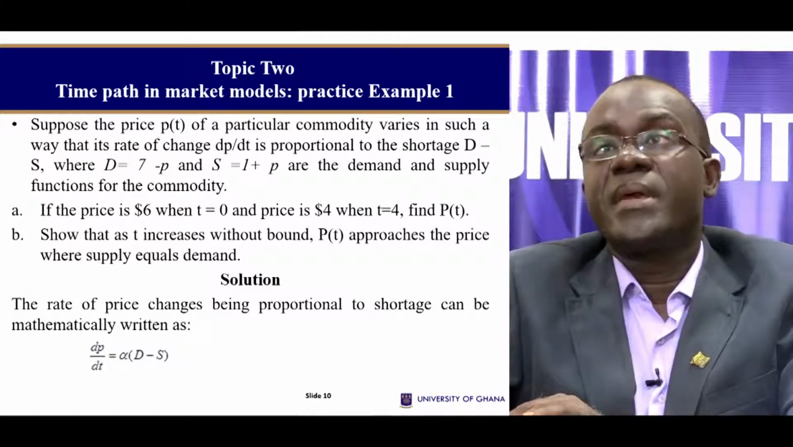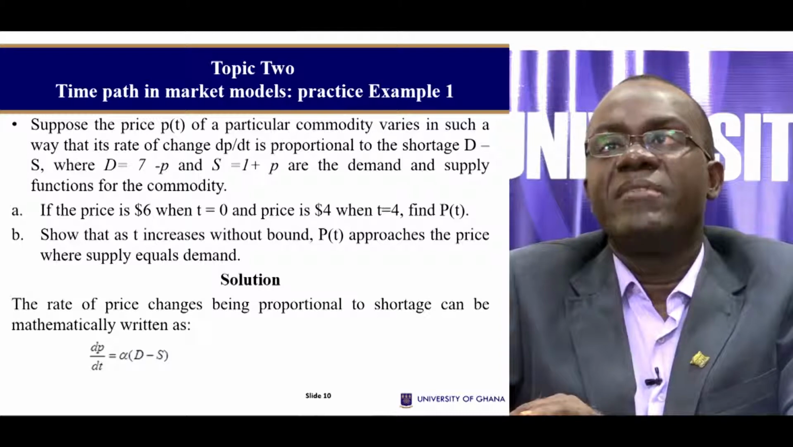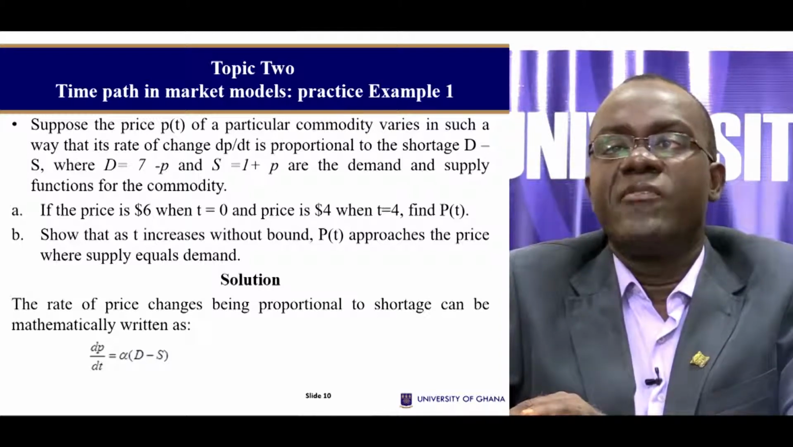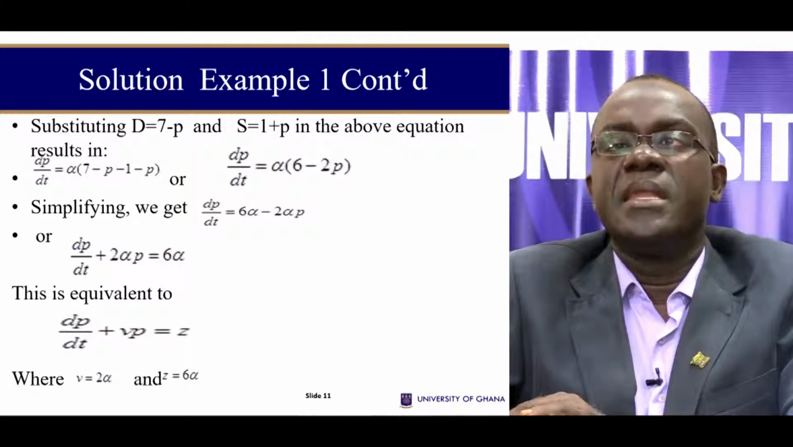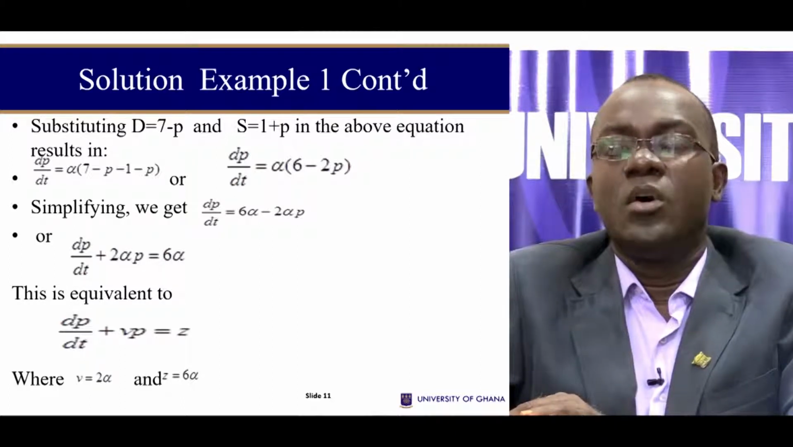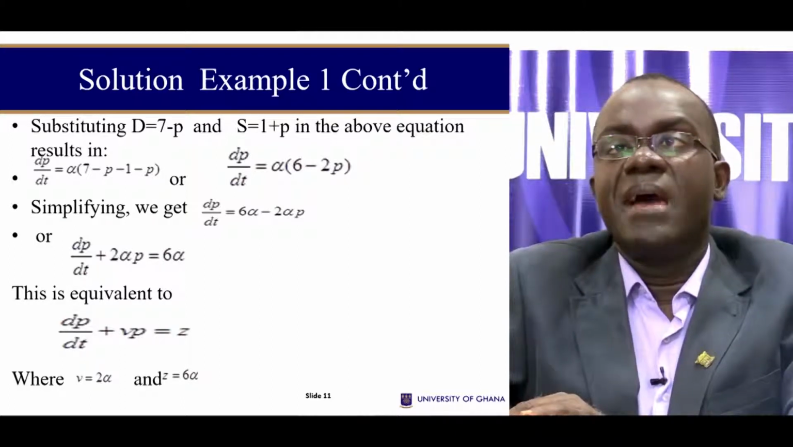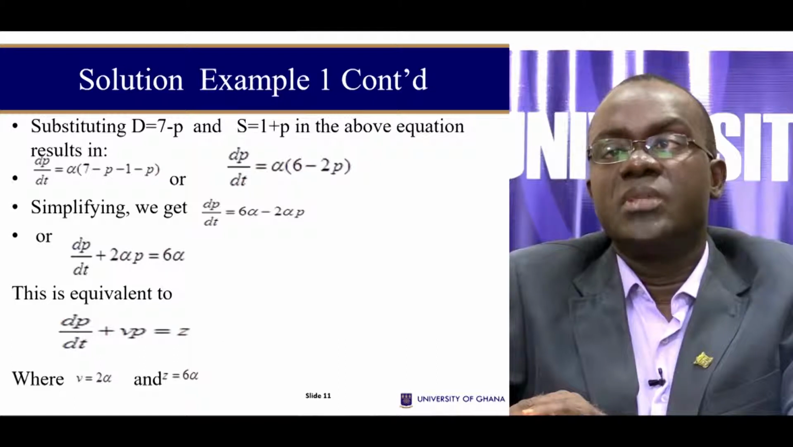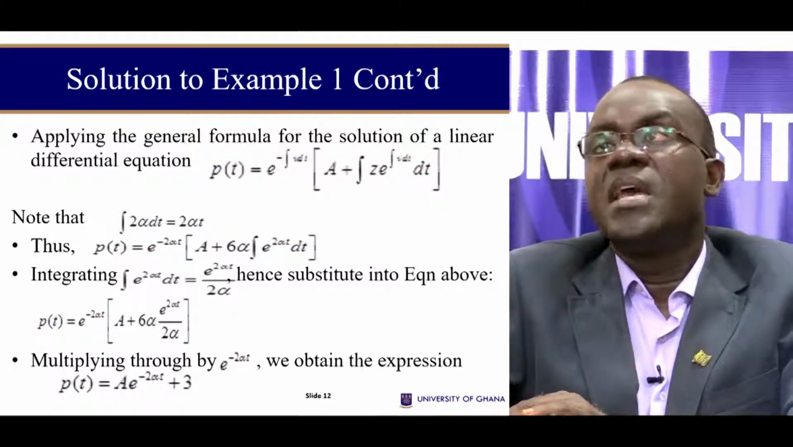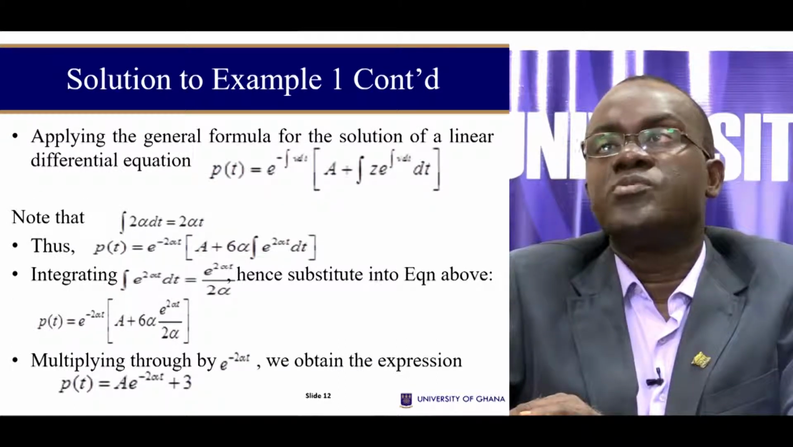Now, let me take a very practical example. Here I've defined my demand and my supply. I've given some initial conditions to enable us to find the constants, and therefore our equation is what we have over here. When I slot in the actual values and simplify, I have this equation, which is equivalent to our first order differential equation, where V is equal to that and Z equals that. It means I can write my general solution straight away.